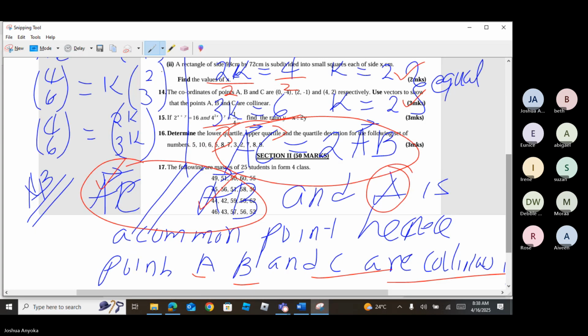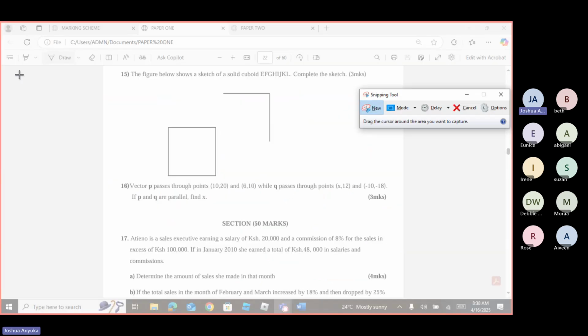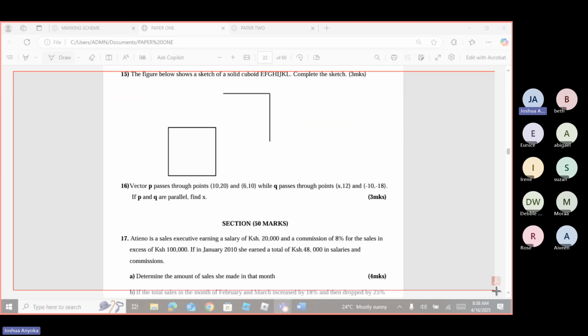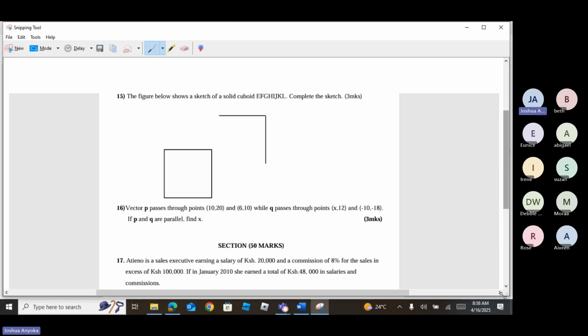This one, we must come up with the idea that if vectors are parallel, one vector can be expressed as a scalar multiple of the other. So we say if the vectors are parallel, vector P passes through (10, 20) and (6, 10). So we can get vector P.